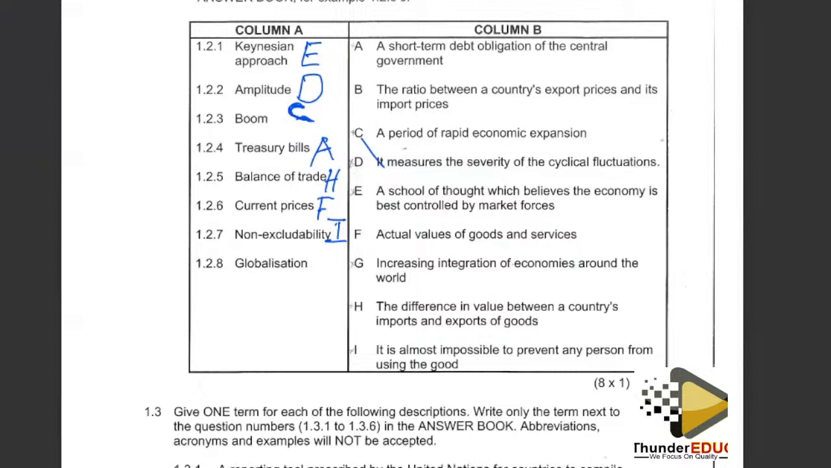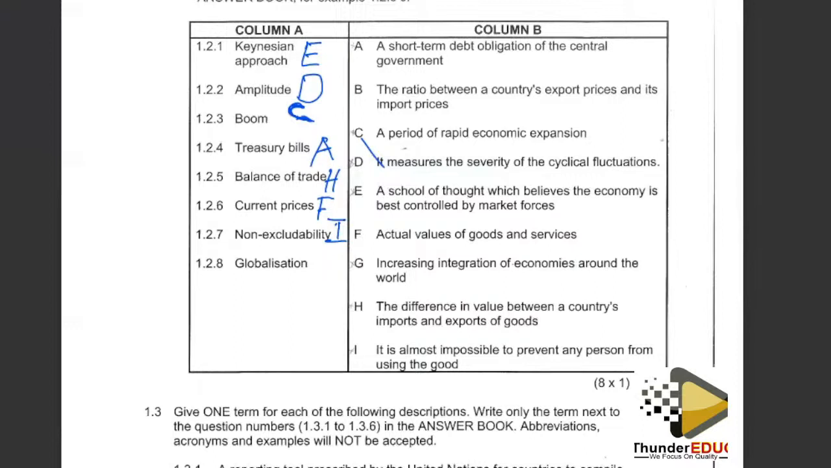The next question, we have 1.2.8 that addresses the issue of globalization. What do you mean by globalization? Globalization is a linkage of different countries coming together to perform a certain activity. I make an example of this. Different countries can come together to celebrate World AIDS Day. The moment they come together, that activity, we call it what?